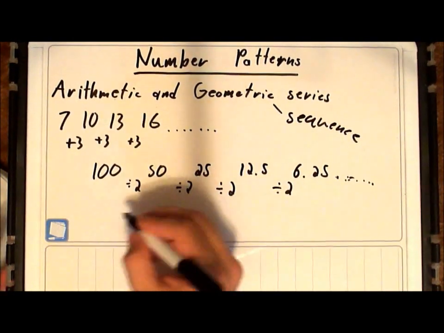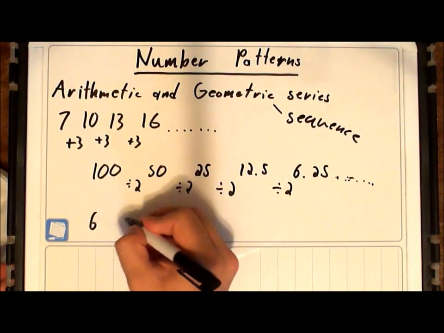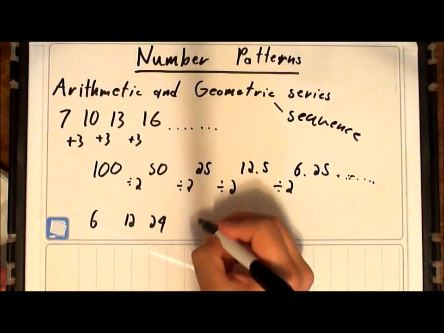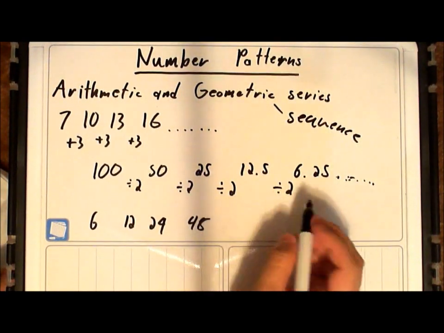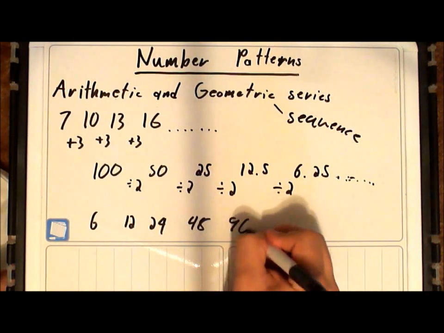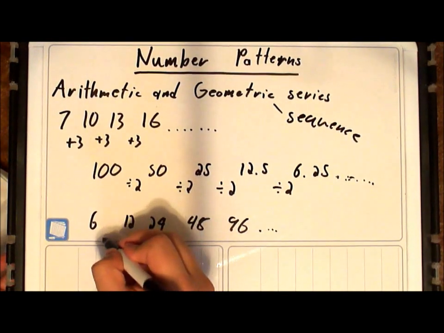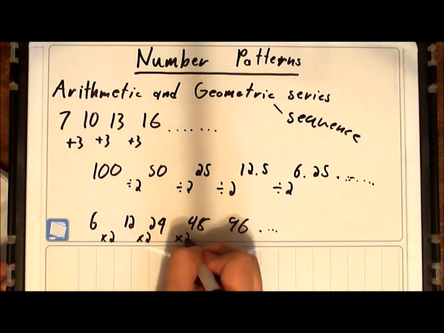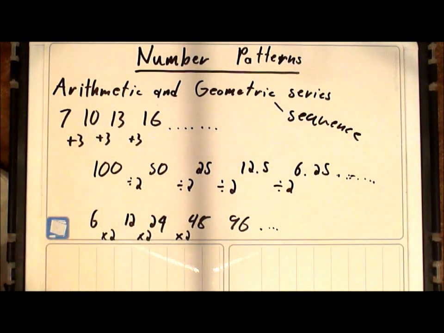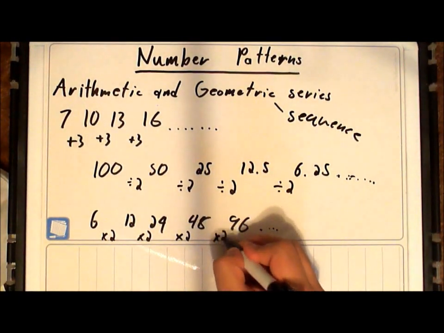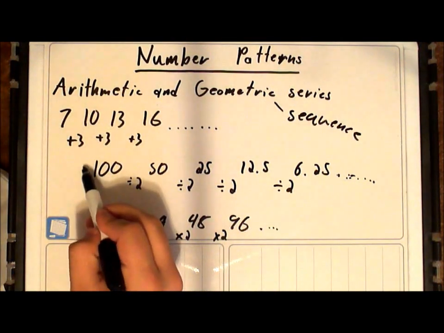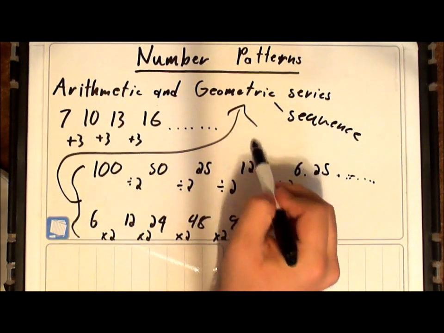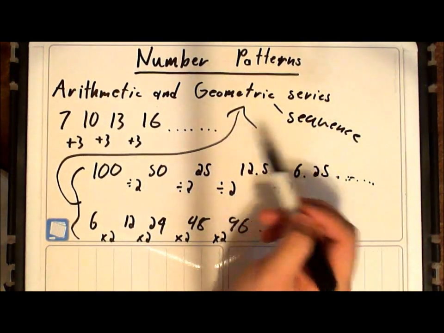Or if you had, going the other way, 6, 12, 24, 48, 96, and so on. Each of these is multiplying by 2. I just want to make sure you can see that. Multiplying by 2. So both of these are geometric sequences, geometric series.